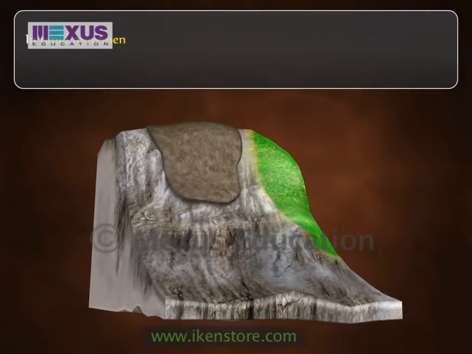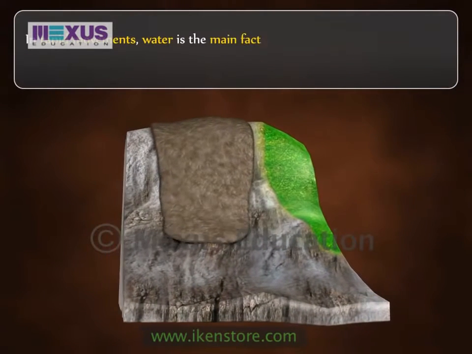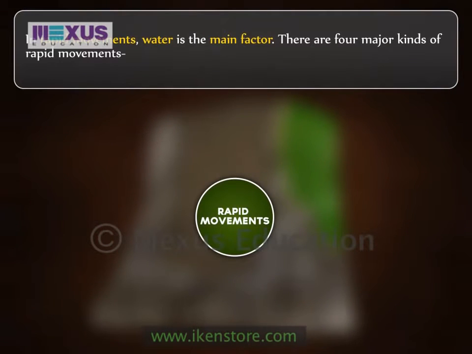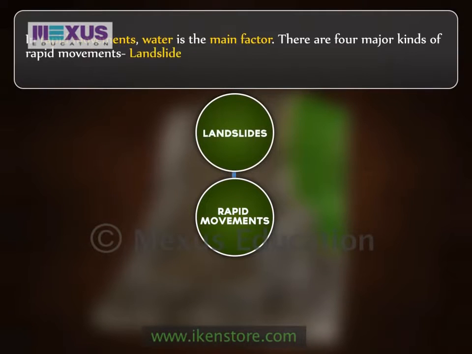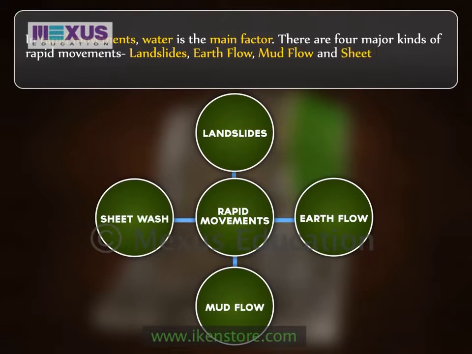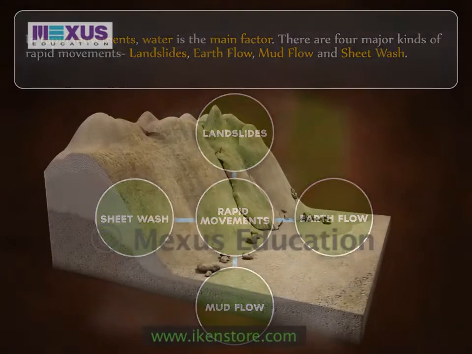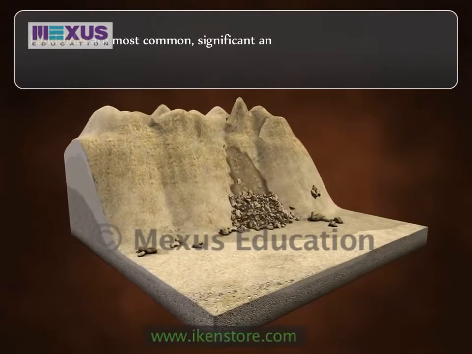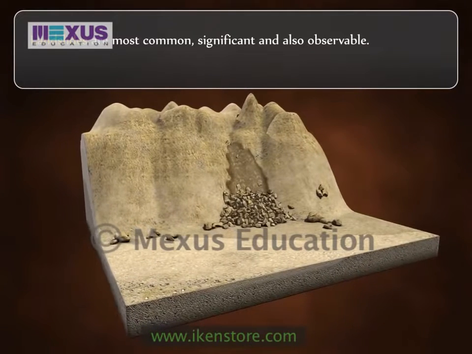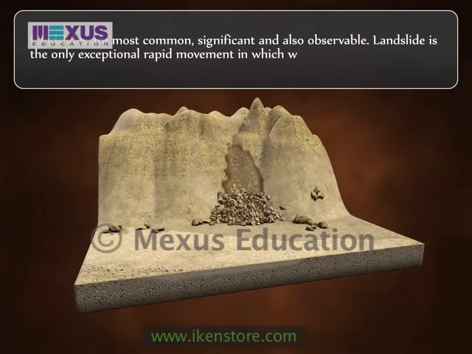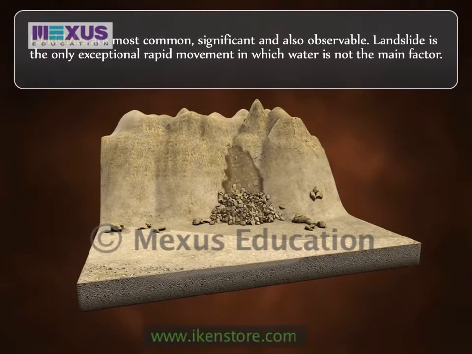In rapid movements, water is the main factor. There are four major kinds of rapid movements: landslides, earth flow, mud flow, and sheet wash. Landslides are most common, significant, and also observable. Landslide is the only exceptional rapid movement in which water is not the main factor.